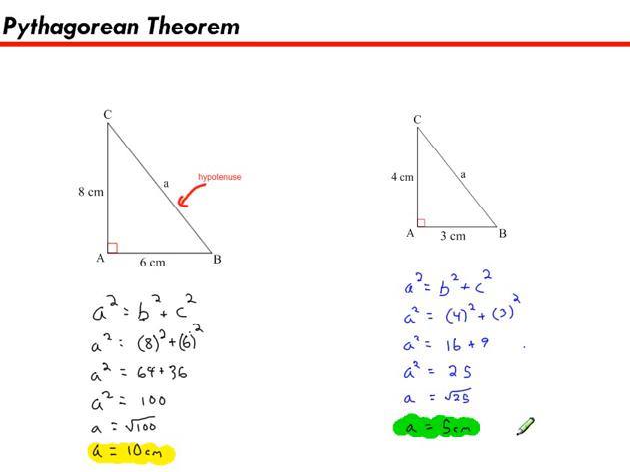So hopefully you got an answer of 5 centimeters for the hypotenuse of this triangle. And we got that by first listing the Pythagorean theorem right here, and then solving for the unknown side, we need to find the values of b and c, which are 4 and 3. We squared those to get 16 and 9. Then we added 16 and 9 together to get 25. And finally, we take the square root of 25 to get 5 centimeters.